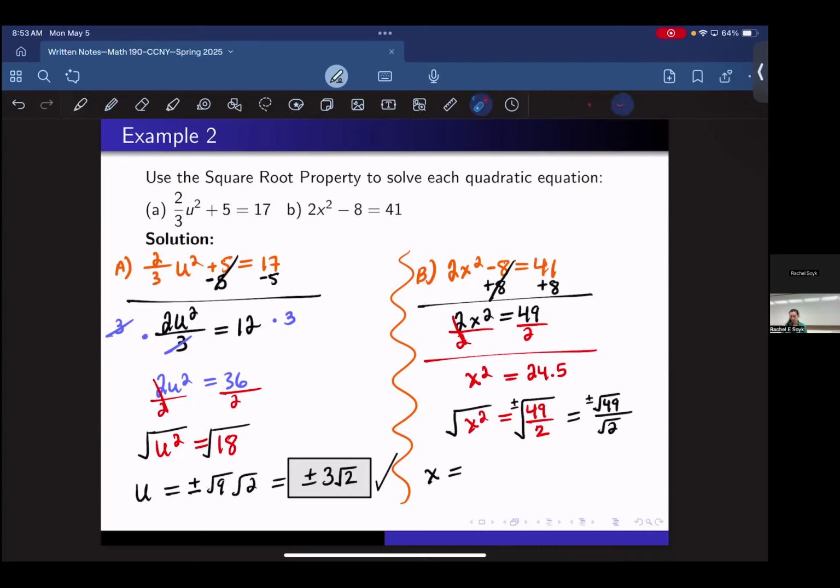You don't have to put a plus or minus twice when you break it up, because that sort of defeats the purpose. But we end up with plus or minus 7 over the square root of 2. And then the last step is we cannot have a square root in the denominator, so we need to rationalize that denominator by multiplying by that fancy form of 1. So our final answer is plus or minus 7 square root of 2 all over 2. And we're done.